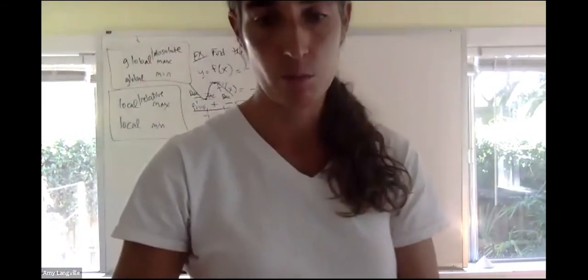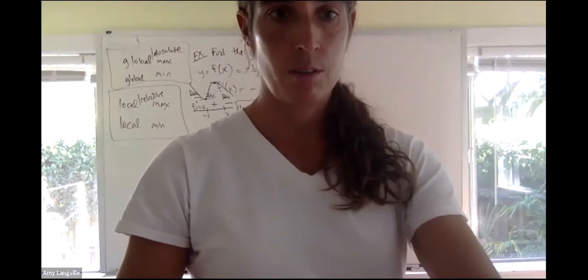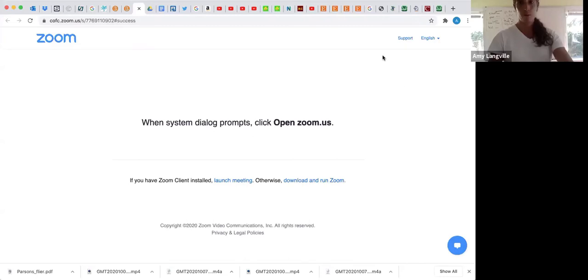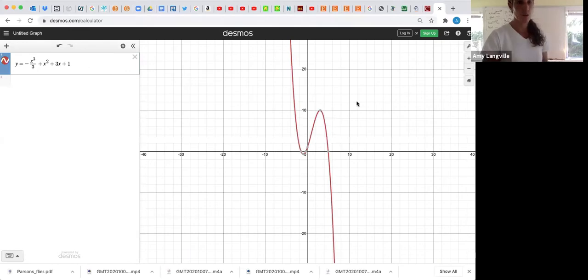So I'll share the screen and we'll look at a tech tool. Okay, so I've already loaded the function we were given, -1/3 x cubed plus x squared plus 3x plus 1. And it does have the shape that we started with. It is decreasing until it gets to -1, then it's increasing to 3, and then decreasing again. And it turns out at x equals 3, there is a horizontal tangent line there.